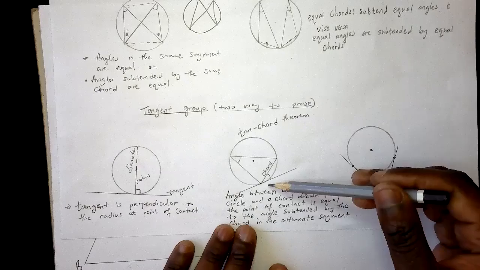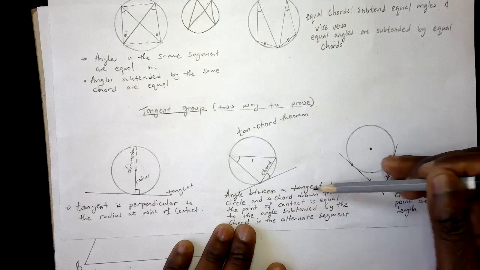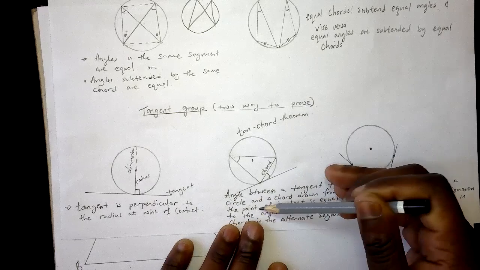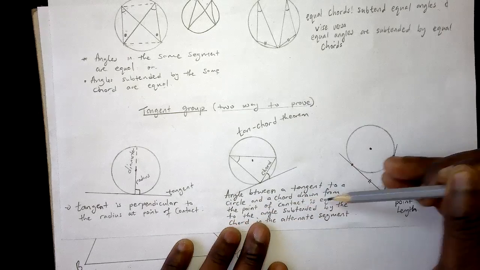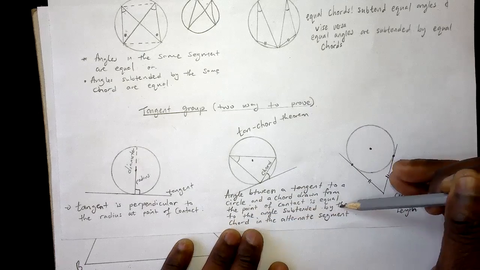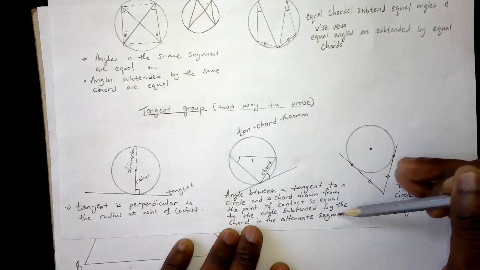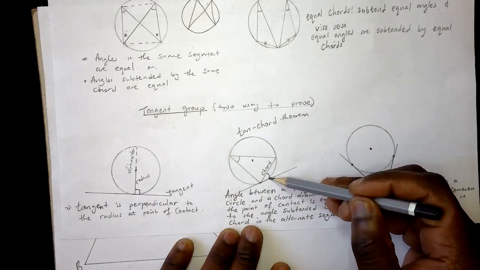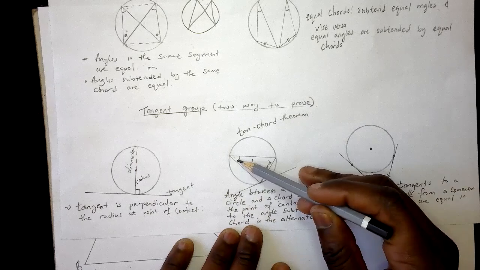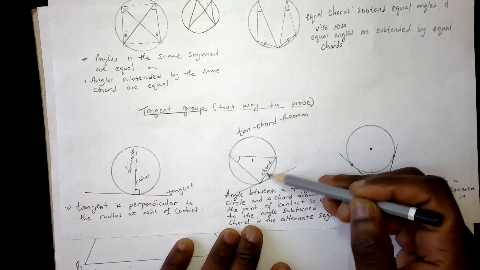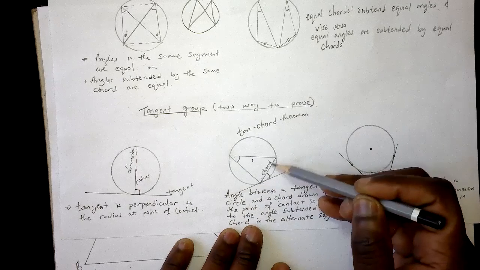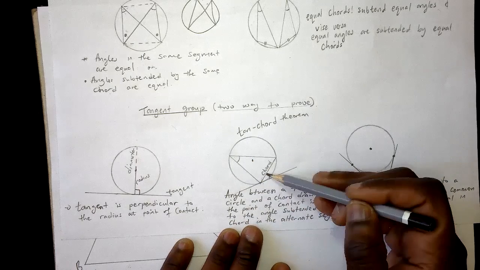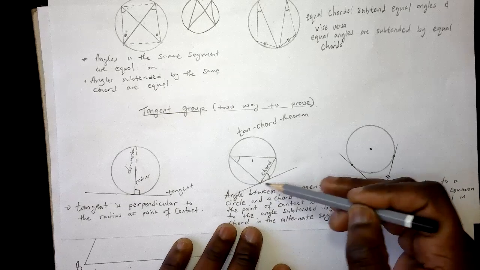Then the other thing again is that the angle between a tangent to a circle and a chord drawn from the point of contact is equal to the angle subtended by the chord in the alternate segment. So we call this the tan chord theorem. We are saying this angle here is equal to the opposite angle inside, the angle subtended by the chord. The angle subtended by the chord is equal to the angle formed between the chord and the tangent. That's what it's just saying here.